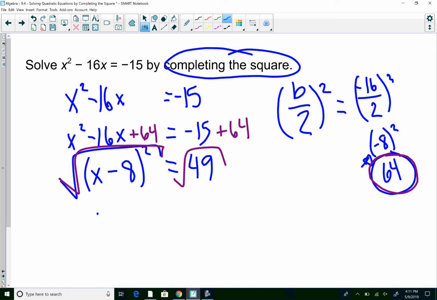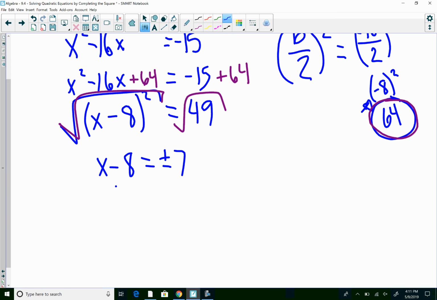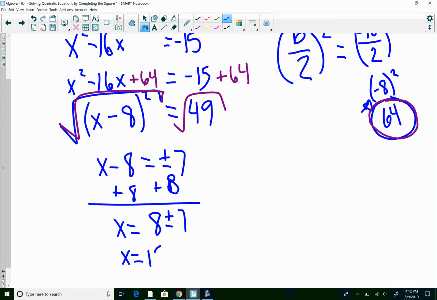But now that we've completed the square, this turns into x minus 8 equals both positive and negative 7. So then I'm going to add 8 over to the other side. And then this is going to turn into 8, both plus and minus 7. So you still have two solutions. 8 plus 7 turns into 15. And then 8 minus 7 turns into 1. So these are your two solutions.